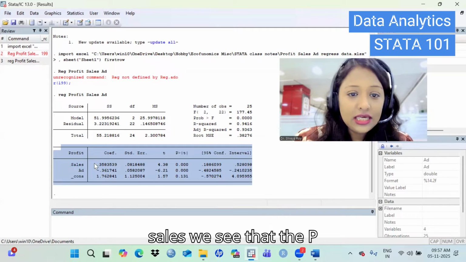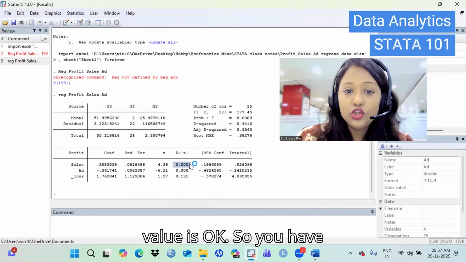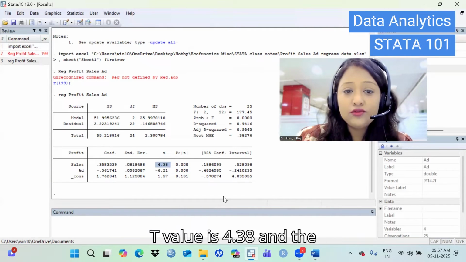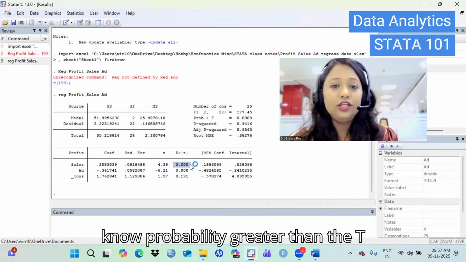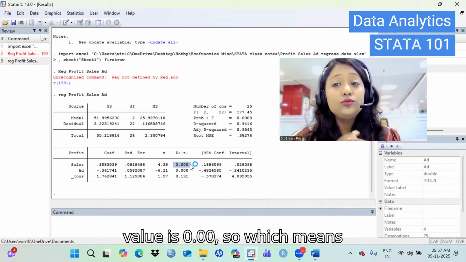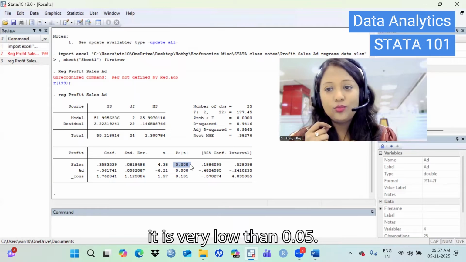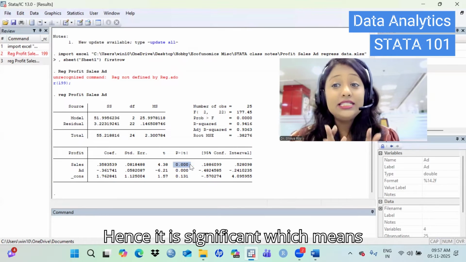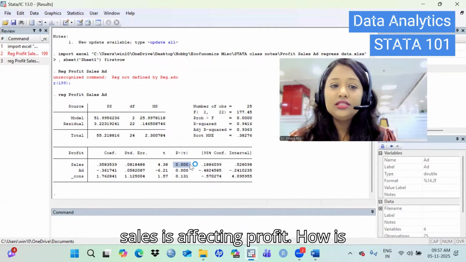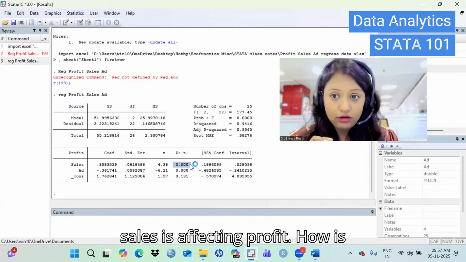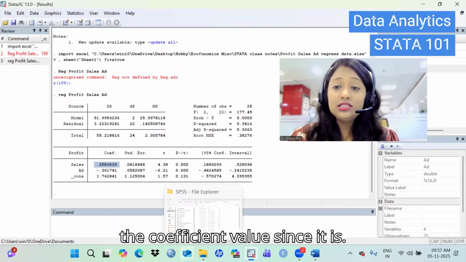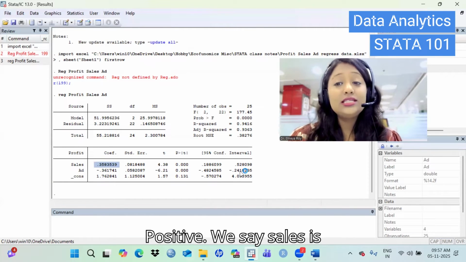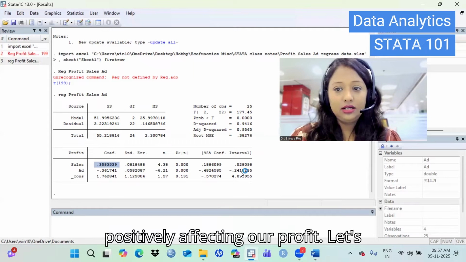For sales, we see that the t-value is 4.38 and the probability greater than the t-value, the p-value, is 0.000. Which means it is very low, lower than 0.05. Hence, it is significant, which means sales is affecting profit. How is it affecting profit? We look at the coefficient value. Since it is positive, we say sales is positively affecting profit.